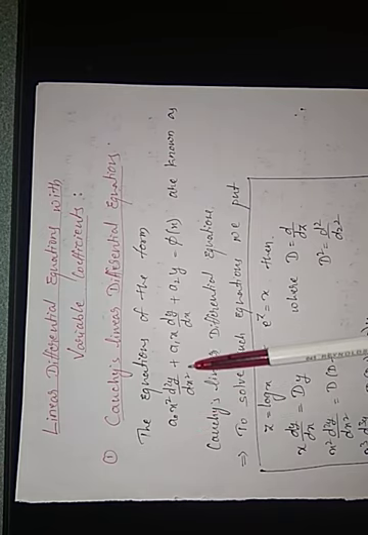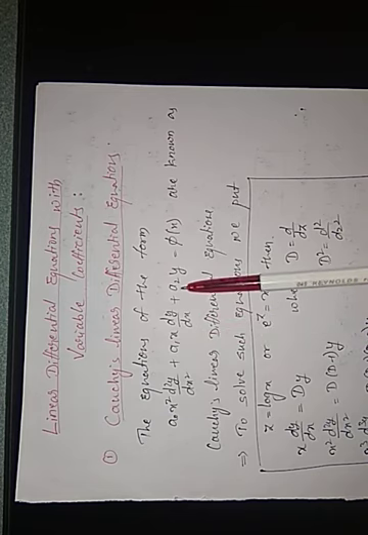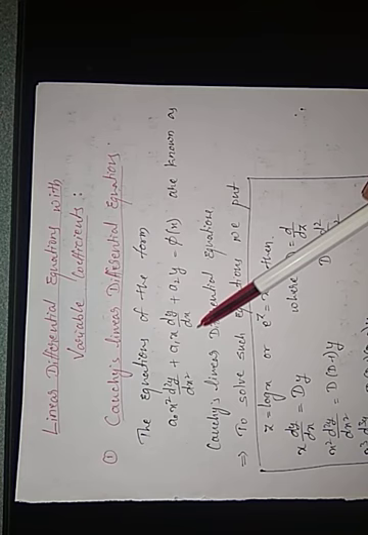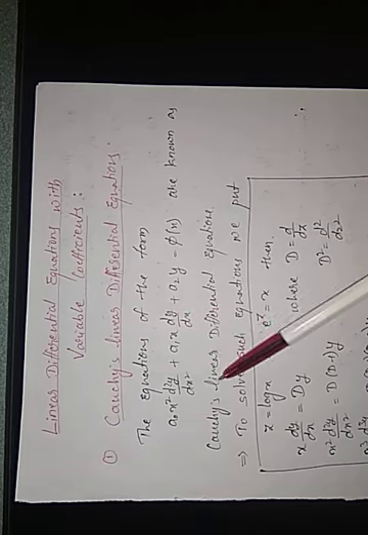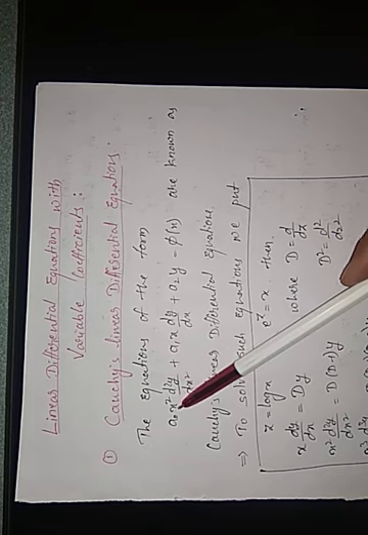The differential equations of the form a naught x square d square y by dx square plus a1 x dy by dx plus a2 y equal to phi of x are known as Cauchy's linear differential equations. Here, one thing we can observe: why are we calling it a variable coefficient? The coefficient of the derivative dy by dx is x. In previous classes we had only a1, but here x is present. The coefficient of d square y by dx square is x square.